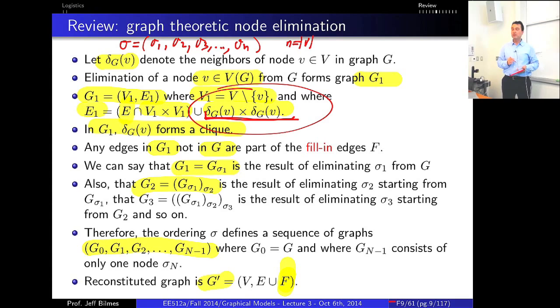And so in the reconstituted graph G prime, it's the original node set, the original vertices V, the original edge set E, union together with any additional fill-in that we've got. So what is the unique property of a tree then? The tree is such that because there's always a leaf node, in fact there's always two leaf nodes, a tree is such that we can always eliminate in an order such that F is equal to the empty set.